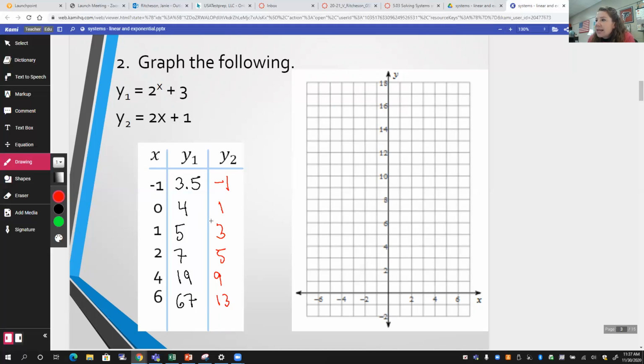All right, so let's do -1, -1. So left 1, down 1. I'm doing the second equation first. 0, 1, don't go right or left, go up 1. 1, 3, 2, 5, 4, 9, and 6, 13. So that should be a straight line if I'm capable of such a thing.